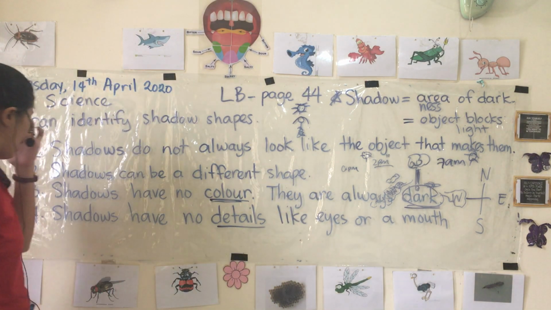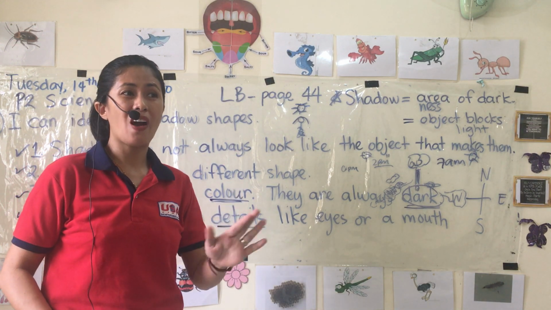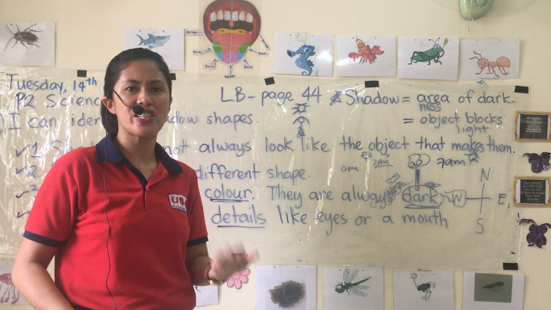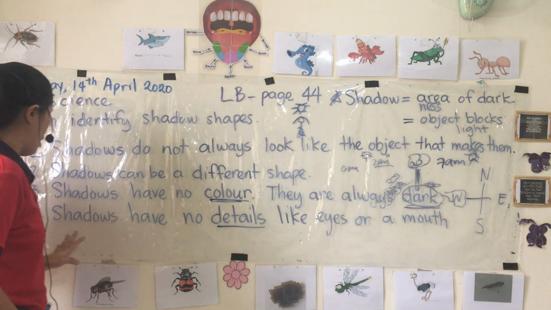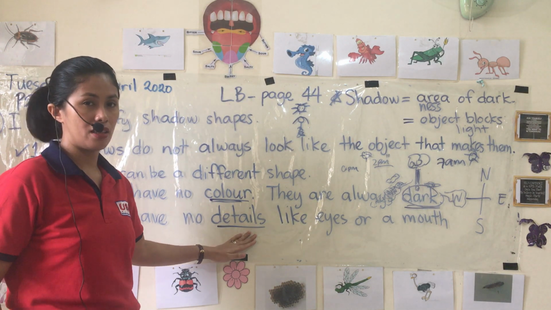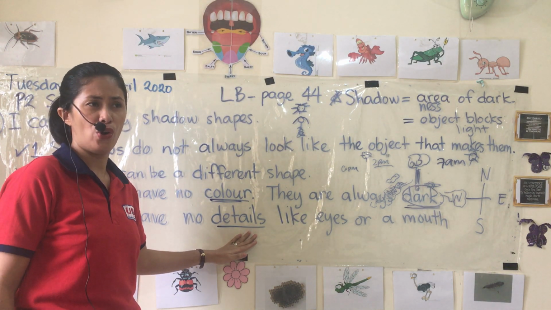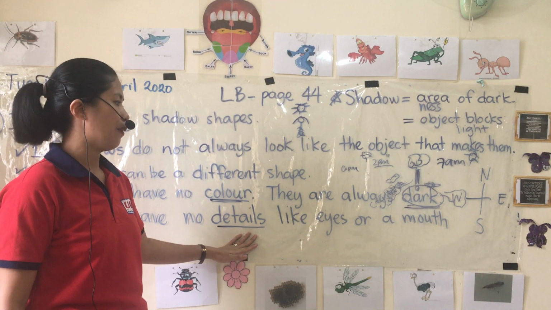And then again, shadows have no color, but we use the color black to emphasize darkness, right? And then shadows have no details. It doesn't have an eye or nose, it cannot talk, it cannot hear.